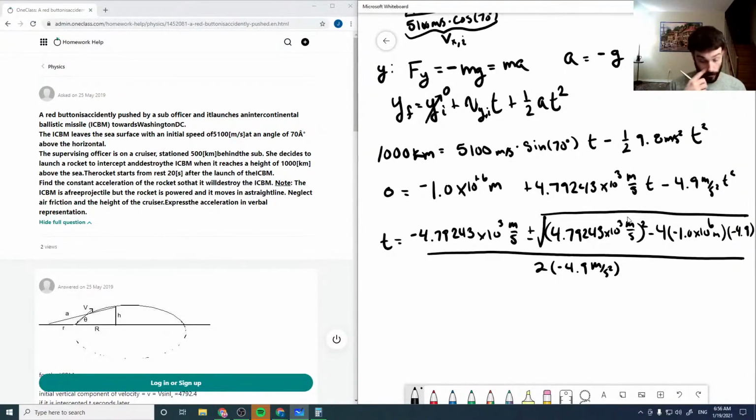Okay. So then doing out some of this here, this is 489.023 seconds plus or minus 1835.044, and that would be in meters per second, over 2 times 4.9 meters per second squared.